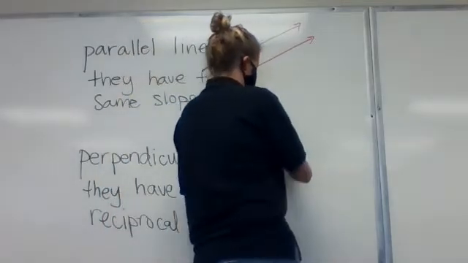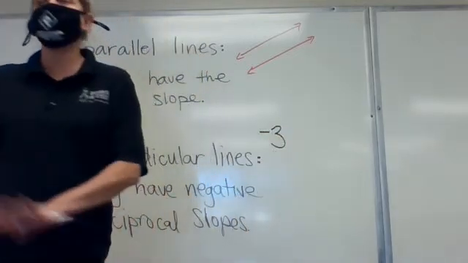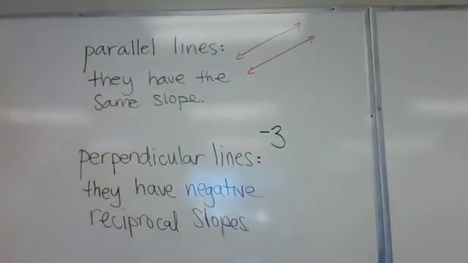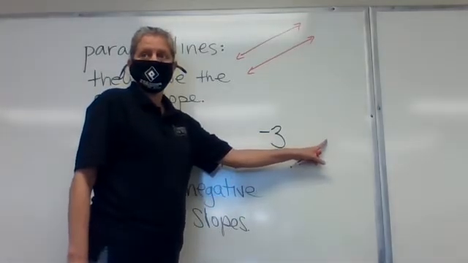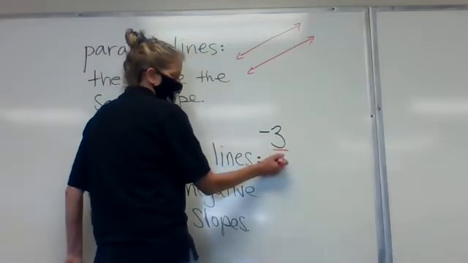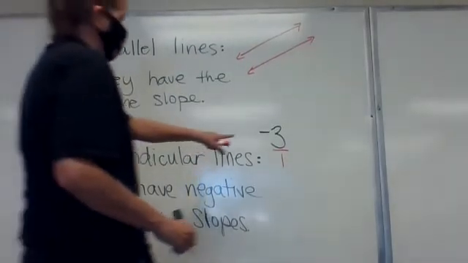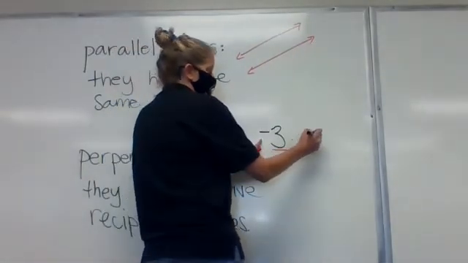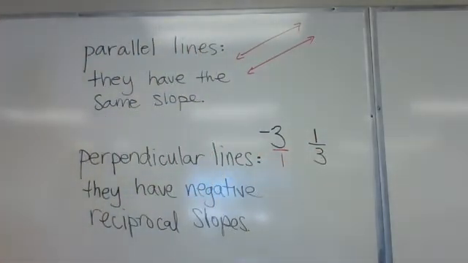What if the slope of one line is -3 and the lines are perpendicular? What would the slope of the other line be? What sign would it have? Positive. What do you get when you flip a 3? Think of this: if it's a whole number, it is automatically over 1, you just don't see it. So if I flip this and give it the opposite sign, I'm going to have positive 1/3, right? So if yours is a whole number, think of it as over 1 so that you can flip it. Okay?